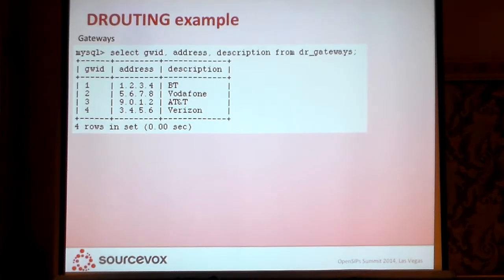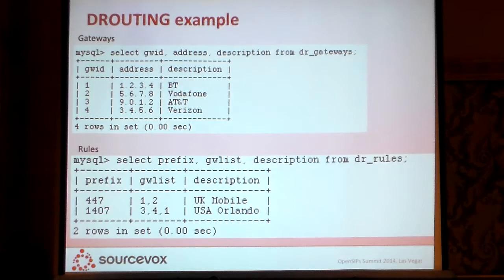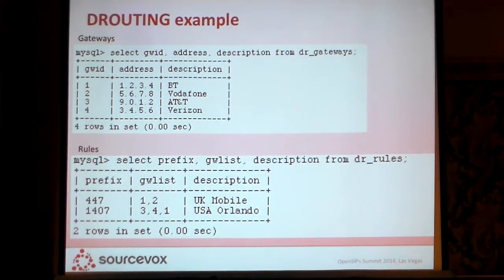So typically, you don't have to use MySQL, you could use Postgres. You would store a configuration that represents the slide a few slides back in your database. So you've got gateway ID 1 is British Telecom, 2 is Vodafone, 3 AT&T, and 4 is Verizon. You can configure that into your DR gateways table, and then you would very easily have a set of rules in the DR rules table.